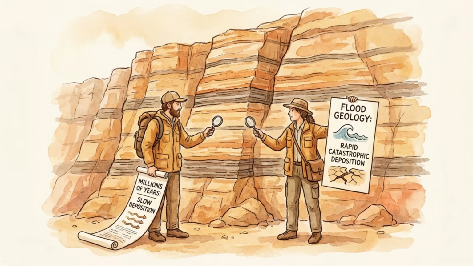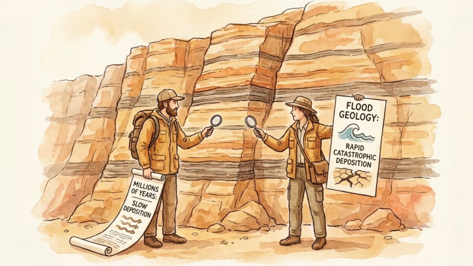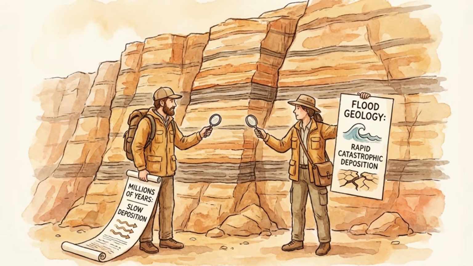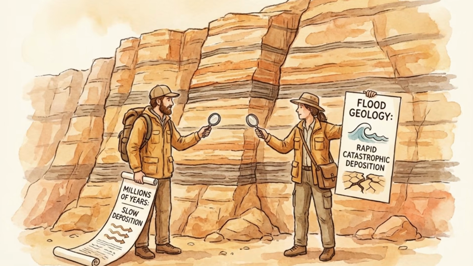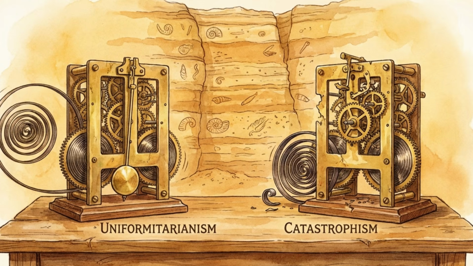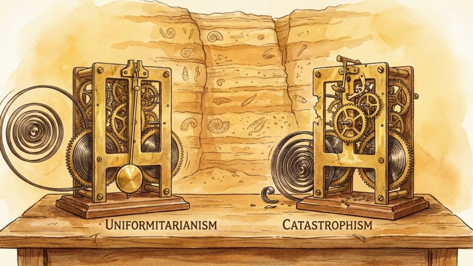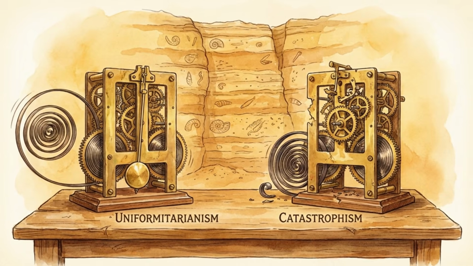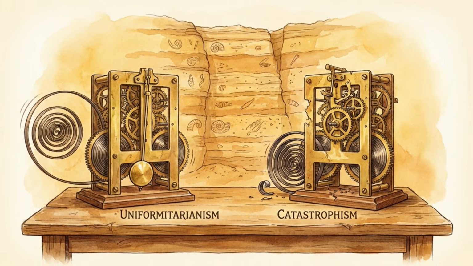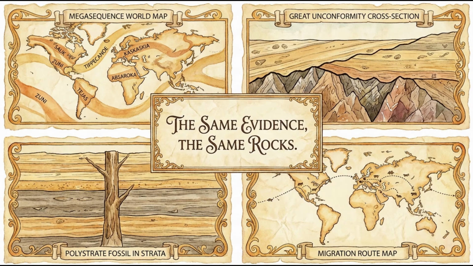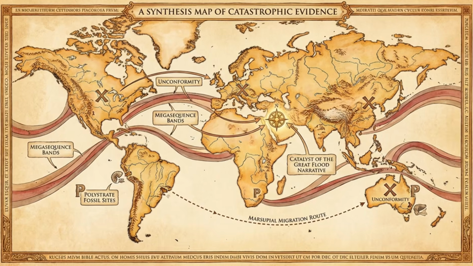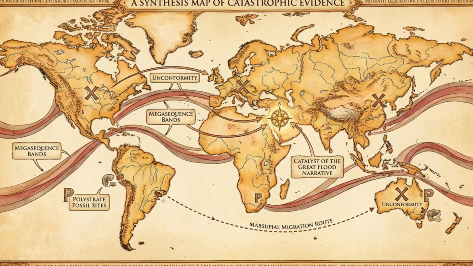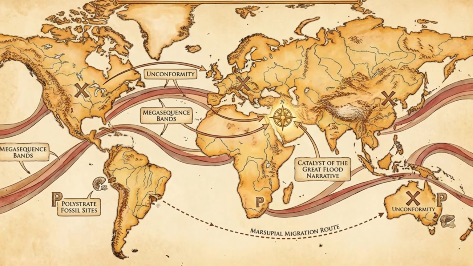The same rocks that tell geologists the Earth is ancient tell creation scientists something different entirely. Not a different set of rocks, the same ones. The argument is not about the evidence. It is about the clock. Slow processes and a long clock yield a single reading. Catastrophic processes and a short clock produce another. And when you map the megasequences, read the unconformities, study the fossil graveyards, trace the polystrate trees, and follow the migration routes, the catastrophic reading answers questions the slow clock cannot.